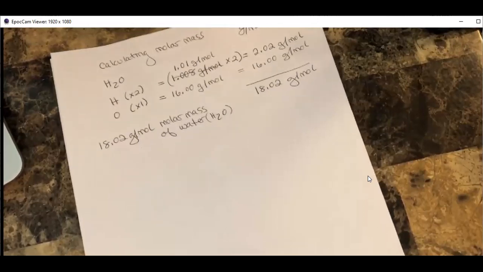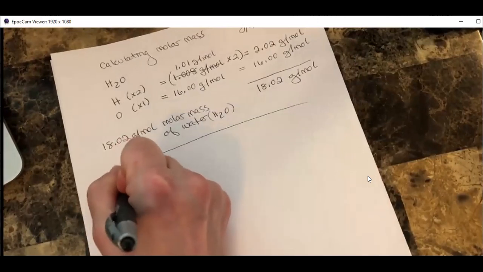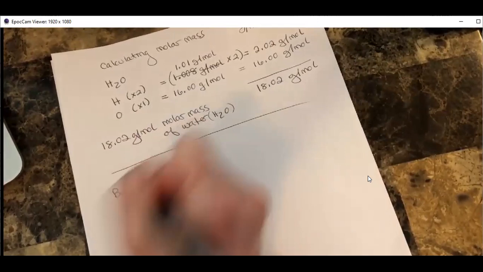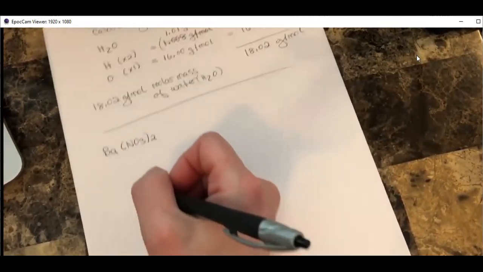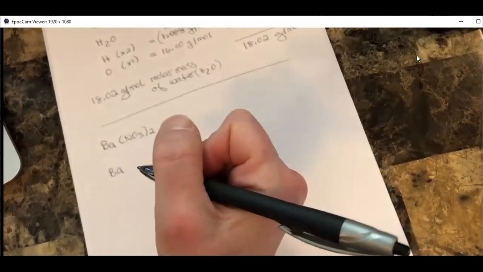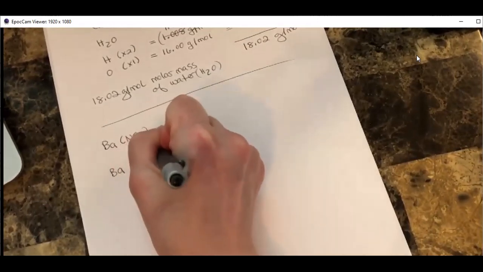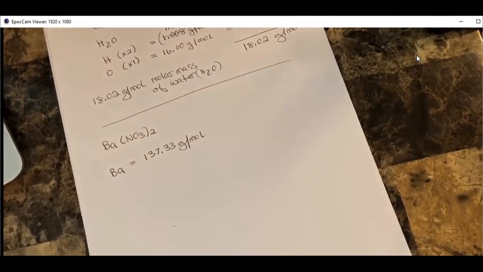Okay, so let's do one more. Let's see what the molar mass of barium nitrate is. This is going to be a little bit more complicated, but just split the stuff out. See what we have here. So we've got barium. And if we look at barium on the periodic table, it's 137.33 grams per mole. Okay.